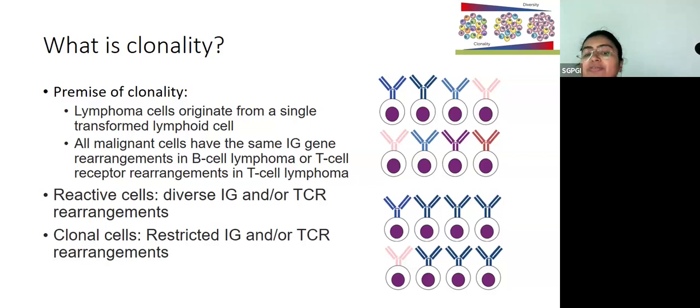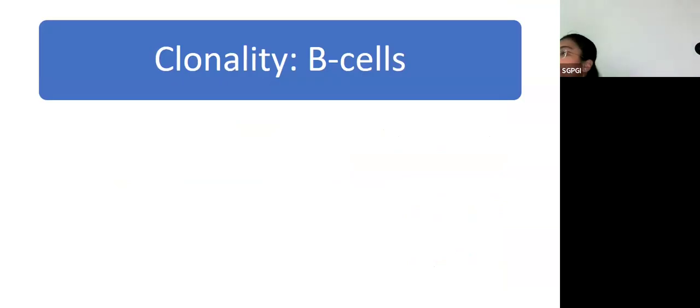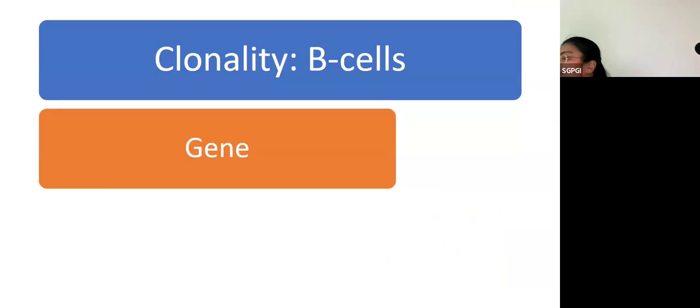So reactive cells will have a diverse immunoglobulin or TCR gene rearrangement, while clonal cells will have restricted immunoglobulin or TCR gene rearrangements. So when we talk about clonality, what are the methods that we can use in a B cell? How do you know that a B cell is clonal? So you can access the gene, right? If you're accessing the gene, you target the immunoglobulin heavy gene or the kappa or the lambda, right?